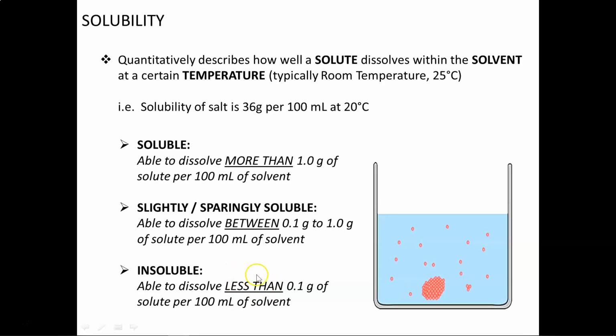We might as well say it didn't really dissolve: insoluble. Now, if something dissolves very well, say more than 1 gram in 100 milliliters of solvent, we say that it is soluble, while anything in between 0.1 grams to 1 gram is considered to be slightly or sparingly soluble.